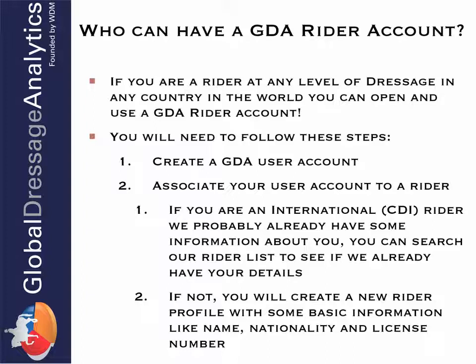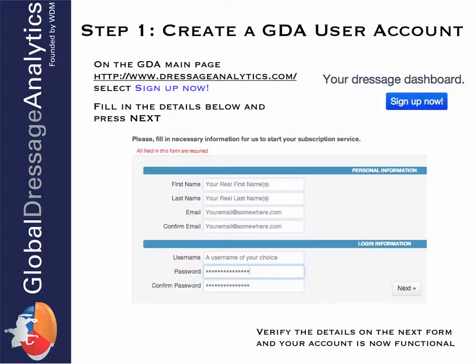You'll need to follow these steps. One, we have to create a GDA user account. That's just so you can log in. And then you're going to associate that user account to a rider. If you're an international rider, you ride CDIs, for example, we probably already have a lot of information about you. You can search our rider list to see if we have your details already. If not, then you'll have to create a new rider profile with some basic information like your name, nationality, and license number. It really only takes a minute or so.